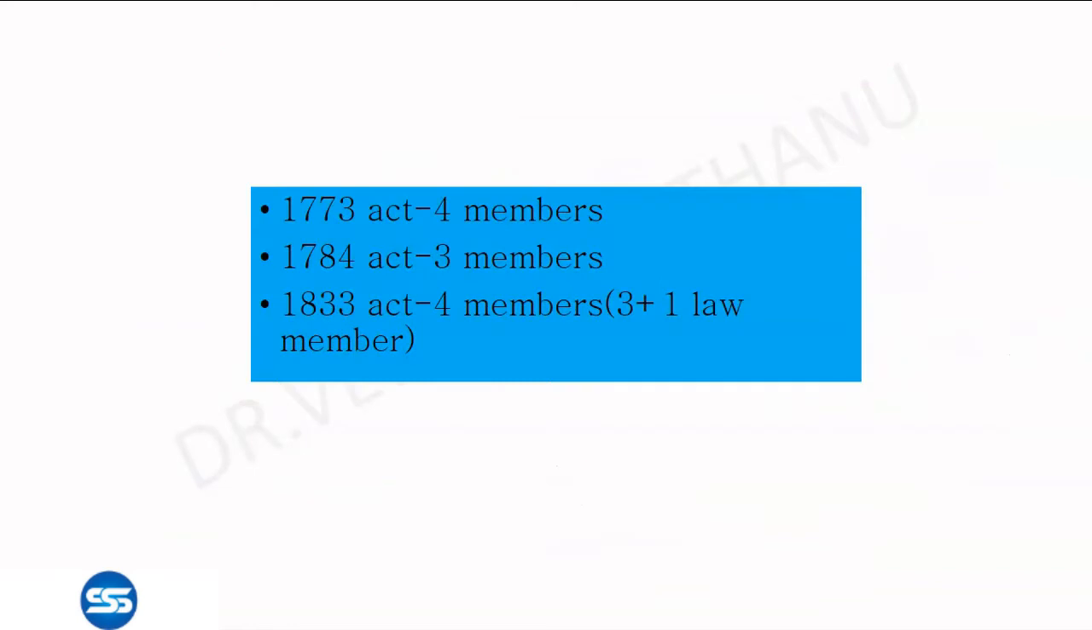So, again for clarification, I am stressing the point. In the 1773 Act, there were 4 members under the Governor General of Bengal. In the 1784 Act, it was reduced to 3 members under the Governor General of Bengal. But in the 1833 Act, again it was raised to 4 members, 3 plus 1 law member, under the Governor General of India.